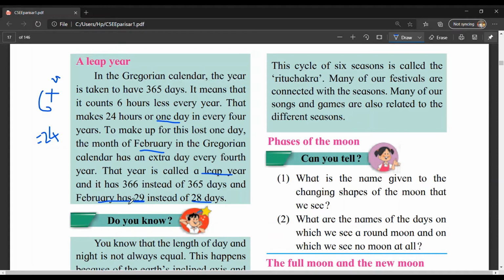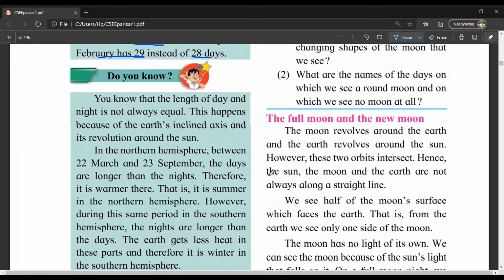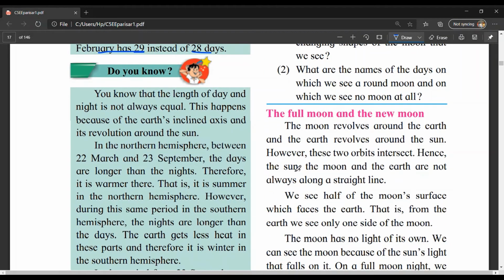And therefore in the leap year there are 366 days instead of 365 days. So children, now I'll be telling you the length of days. Okay, just pay attention carefully, very important concept. You know that the length of the day and night is not always equal. This happens because of the earth's inclined axis and its revolution around the sun.